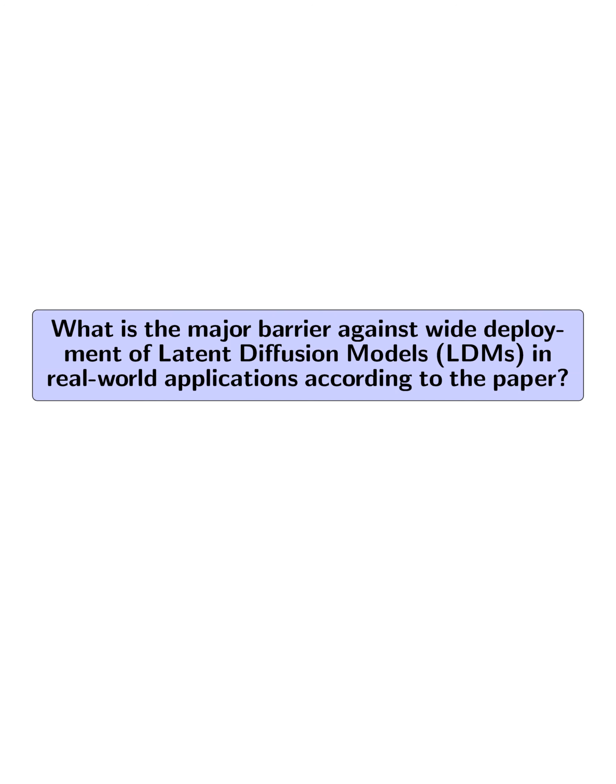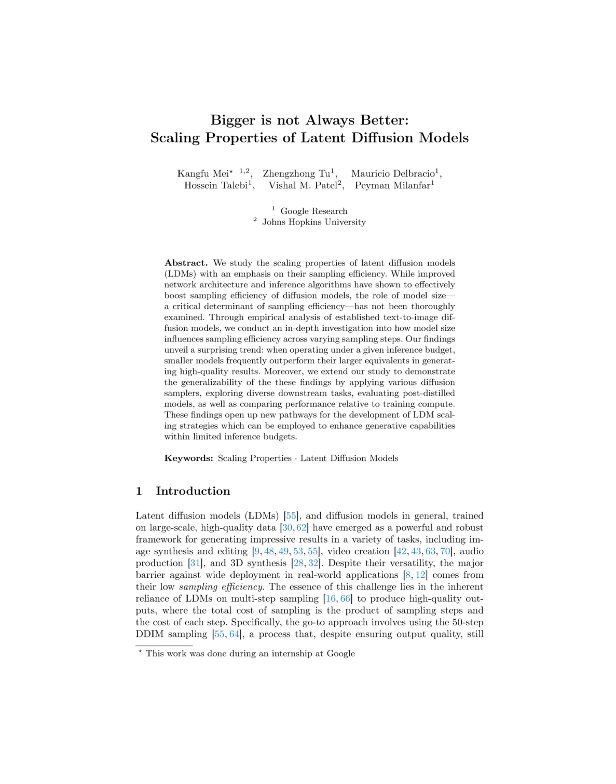What is the major barrier against wide deployment of latent diffusion models, LDMs, in real-world applications according to the paper? The major barrier is their low sampling efficiency. This inefficiency stems from the inherent reliance of LDMs on multi-step sampling to produce high-quality outputs, where the total cost of sampling is the product of sampling steps and the cost of each step.